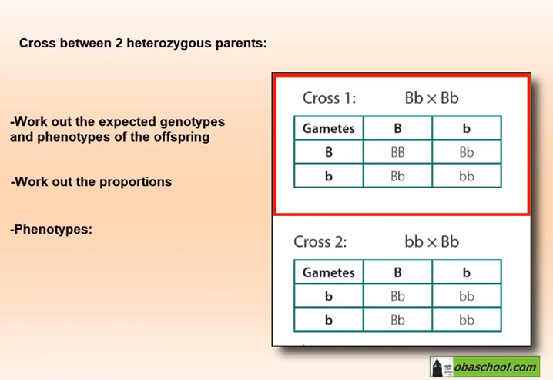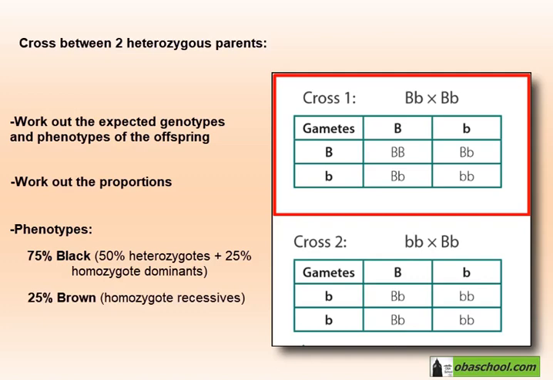As for the phenotypes, the heterozygotes as well as the homozygote dominants are all black. So 75% of the offspring are black, and only the homozygote recessives are brown. So 25% of the offspring are brown. These are the phenotypes when we cross two heterozygotes together.